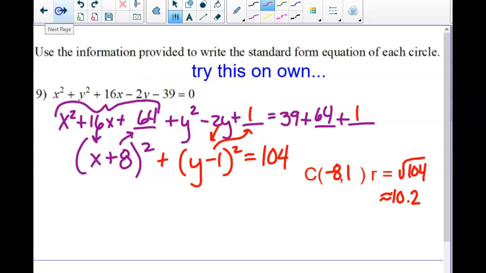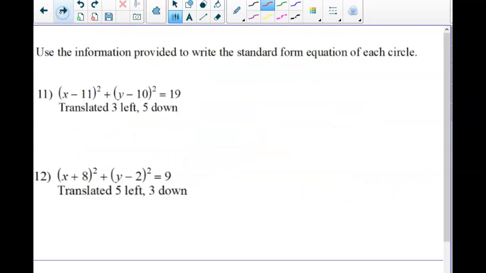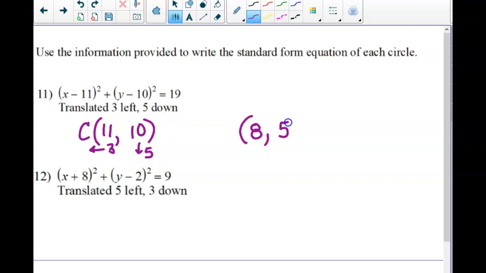Okay. Feeling comfortable with completing the square? All right, I am going to jump down and talk just about a few more things here. We're going to have to write some equations. Now, some of you might be able to do this in your head right away. I can't. I have to at least write down the center. Can anybody tell me right now where the center of 11 is at? The circle is centered at 11, 10. Good job. Now we're supposed to shift it left 3. How are we going to go left 3 from 11? What would that become? 8, is that right? And then we're supposed to take it and go down 5. 10 down 5 would become 5. Everybody good?